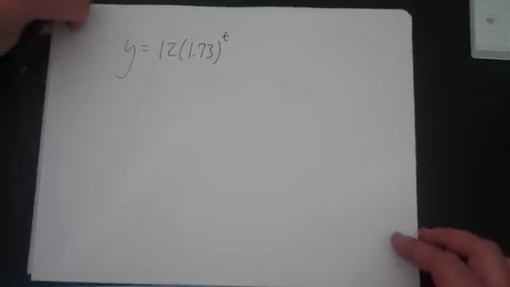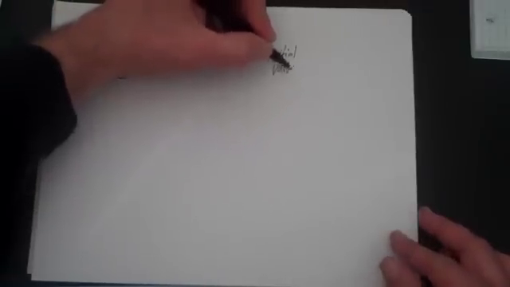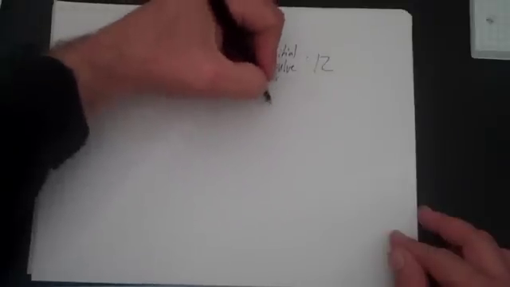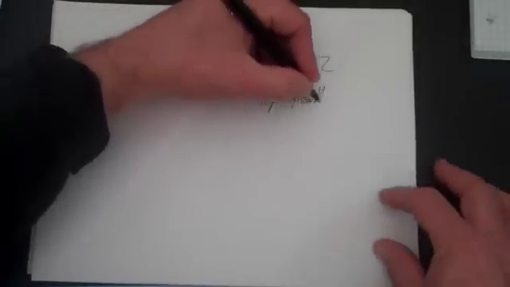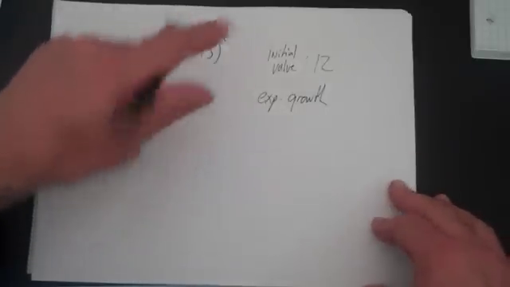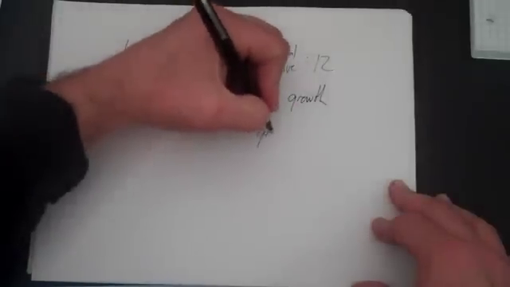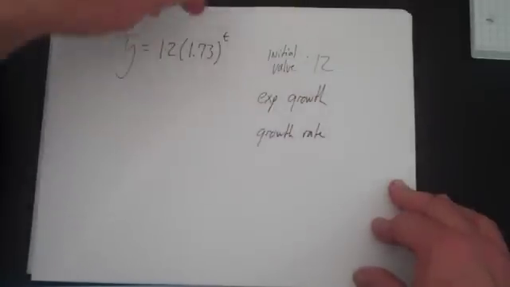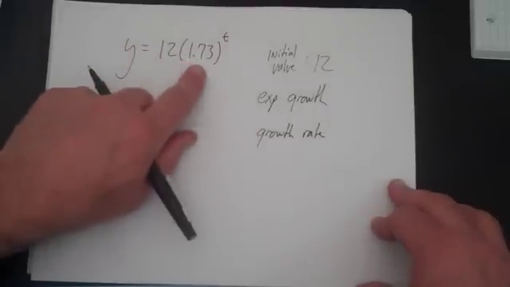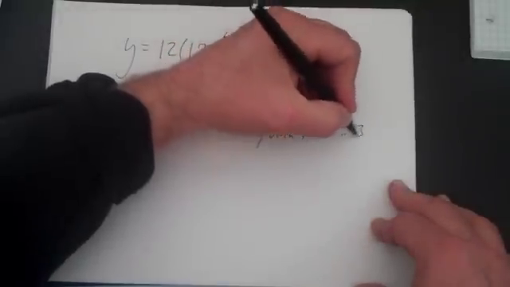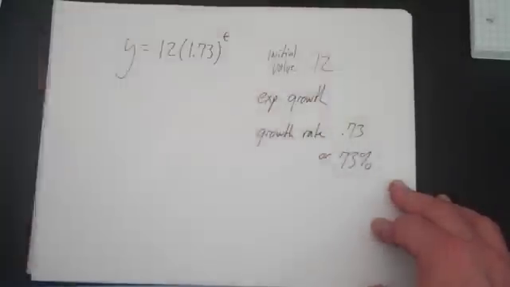So let's look at y is equal to 12 times 1.73 to the t, or to the x. In that case, the initial value is 12. It's exponential growth. The reason it's exponential growth is because 1.73 is greater than 1. And the growth rate, in this case, is the difference between 1.73 and 1, that's 0.73, or 73% per time period. And that's all there is to it.